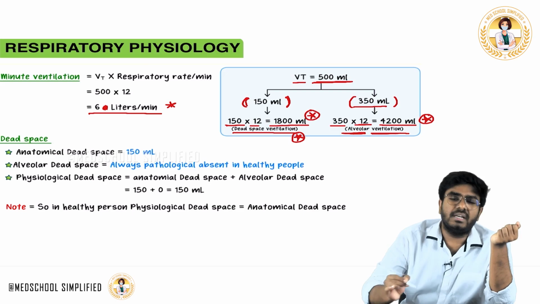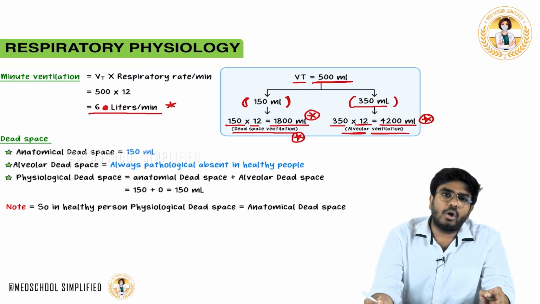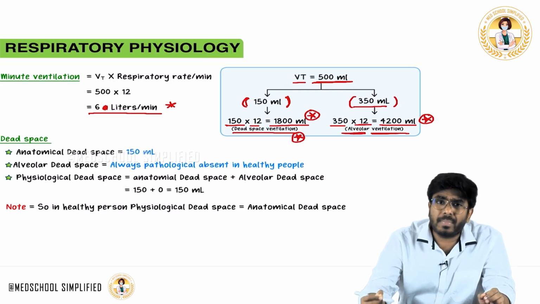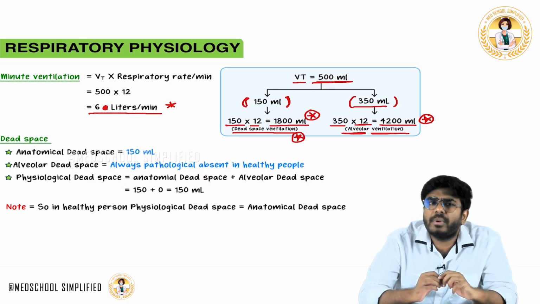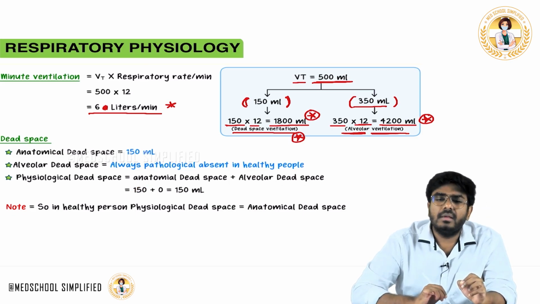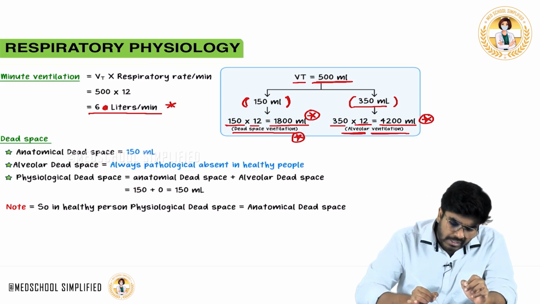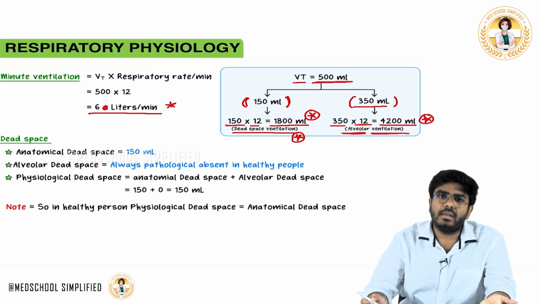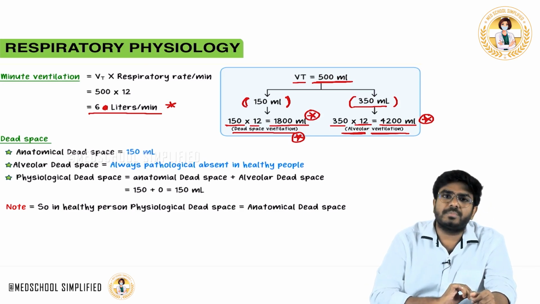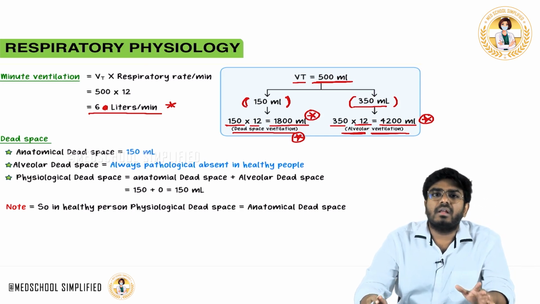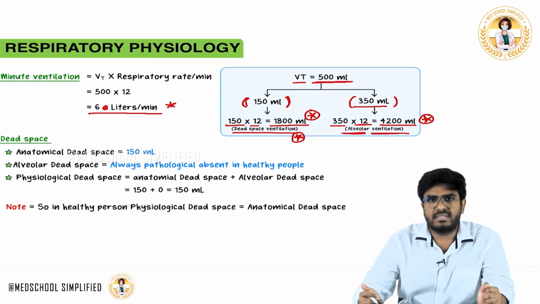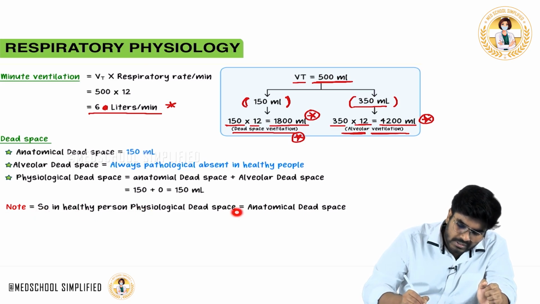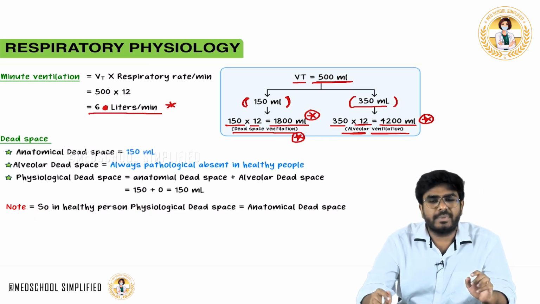Now what is physiological dead space? Physiological dead space is equal to anatomical dead space plus alveolar dead space. How much is anatomical dead space? 150 ml. How much is alveolar dead space? 0, in healthy individuals. So 150 plus 0 is 150 ml. So in a healthy individual, anatomical dead space and physiological dead space are one and the same. It's 150 ml. That's it.